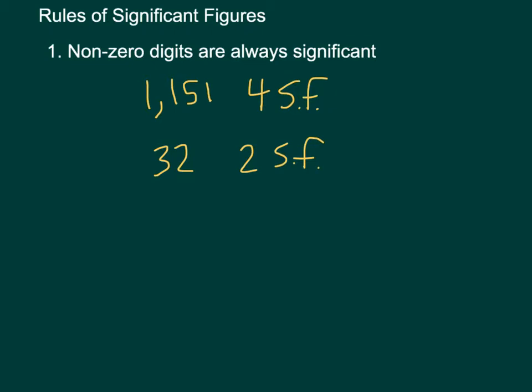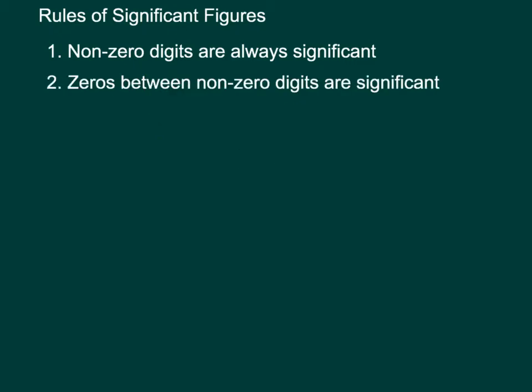Numbers are not always made of non-zero digits, however, so we need to cover some rules with those. The zeros between non-zero digits are significant. That means if we were to have 1,000 instead of 1,151, let's say we had 1,051, this would still have 4 significant figures.